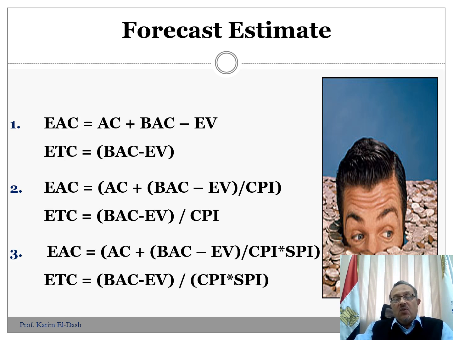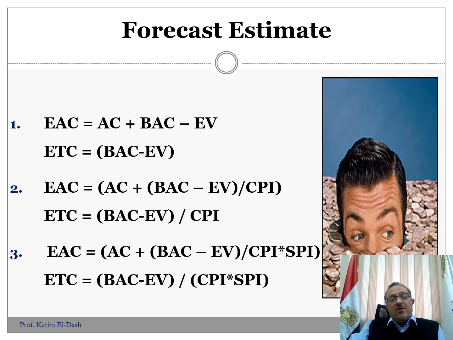That means we are going to have an increase in the cost as well for the remainder of the work. In this case, the estimate to complete, the remaining required cost for the project, will be the budget minus the earned value, the remaining work, divided by the cost performance index, whether the cost performance index up to now is higher than 1 or lower than 1.